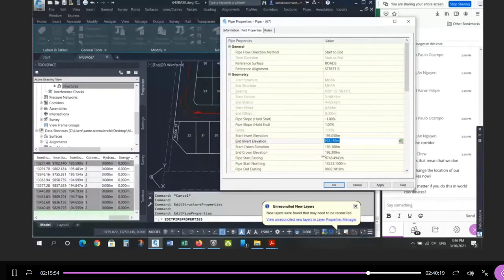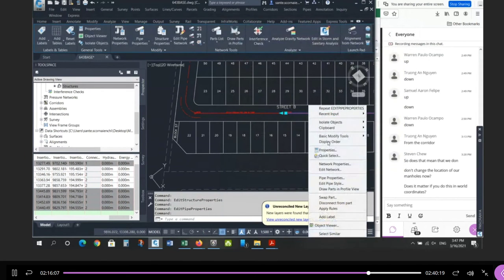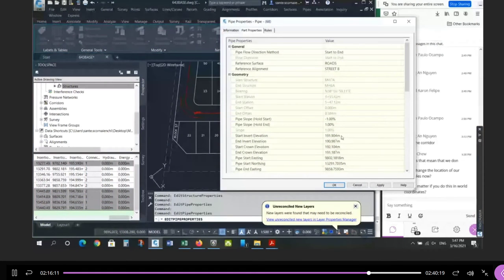I need to subtract from this a minimum drop to get the start of the next downstream pipe. So what I like to do is copy this, Control C, and paste it into the next pipe start. Okay, so 192.59. I'm going to go to this pipe here now, right click, pipe properties. I'm going to go to the start, make it the same. Okay, now I have to adjust that.